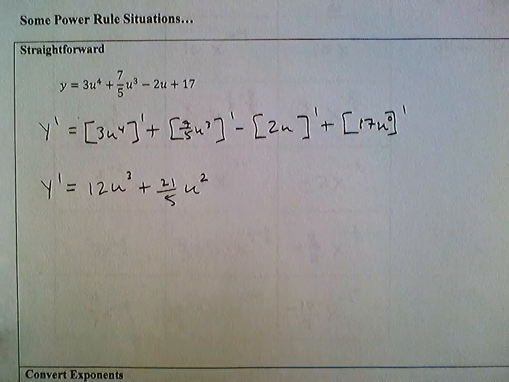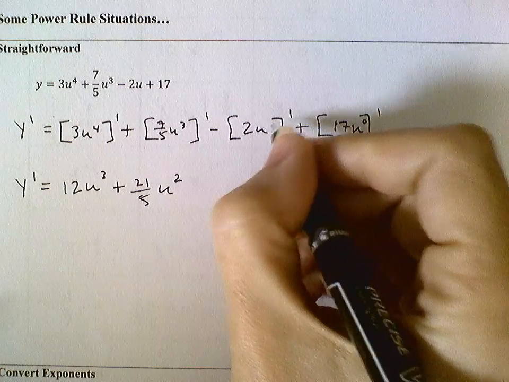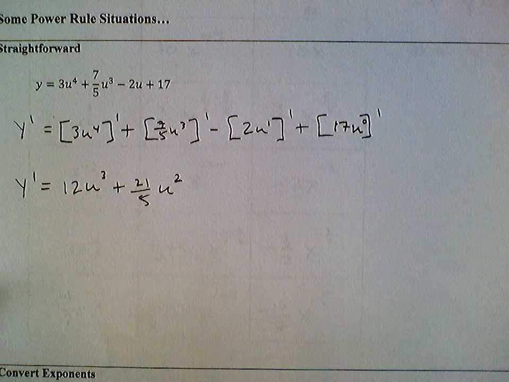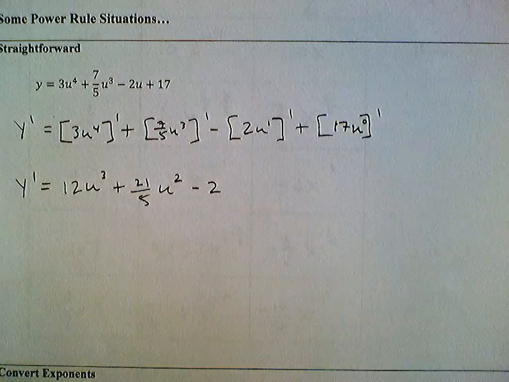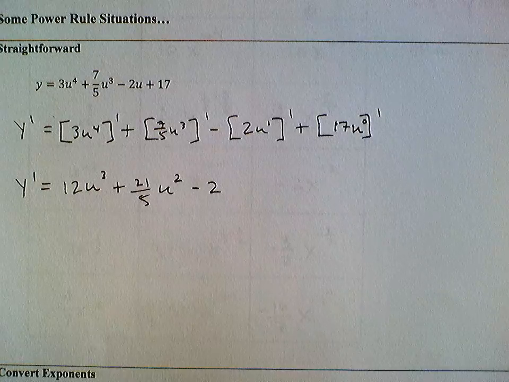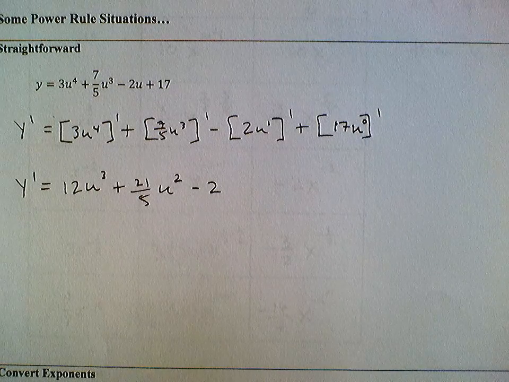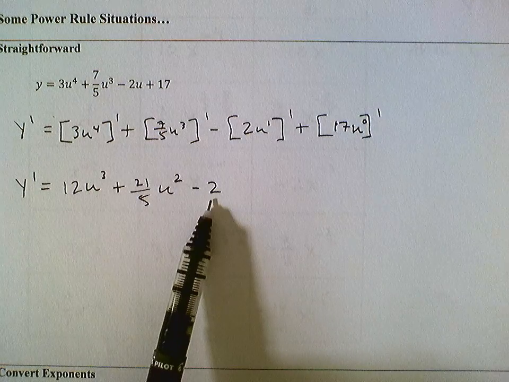All right, so this is the goal, guys, to be able to go faster. This is u to the first. All right, so 2 times 1 is 2, and then u to the 1 minus 1, that's u to the 0, which is 1, so this is just 2.